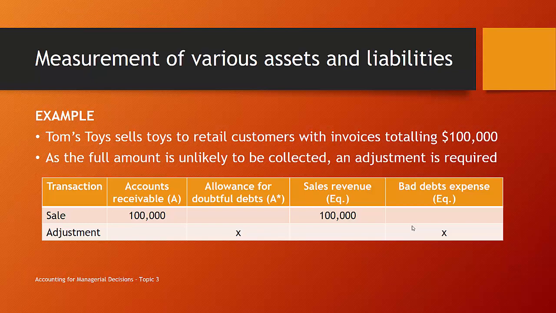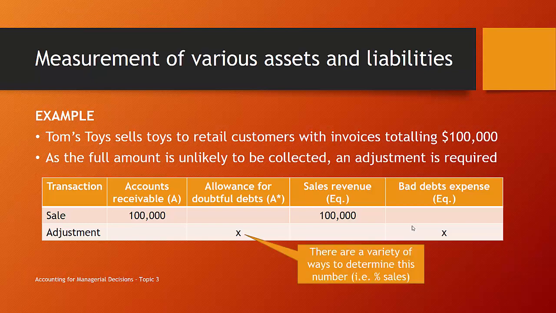That allowance for doubtful debts is what's called a contra account. It's an account which is linked to another one. And so the allowance for doubtful debts can't exist on its own in the wilderness. It has to have a buddy account. So it has to go with accounts receivable.